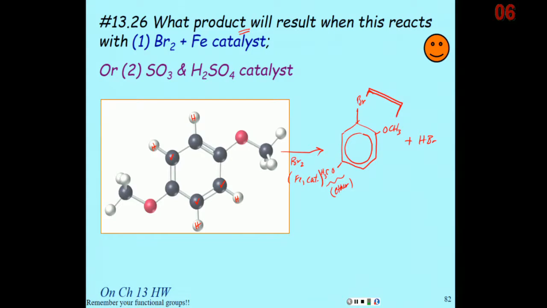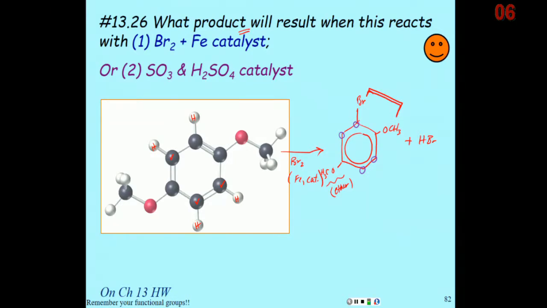And whether you put it on any of those 4 places, the product you get when it's only reacted one time looks precisely the same. So here, here, here, and here will always be one position away from the OCH3. Now, that looks simpler than you might have imagined.